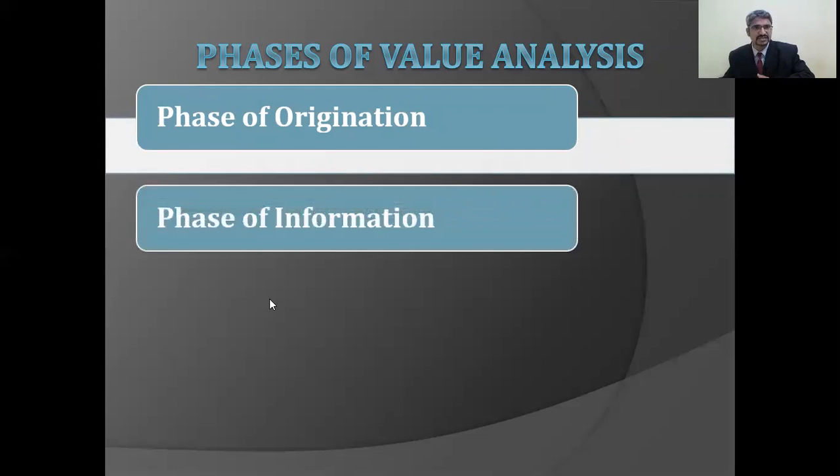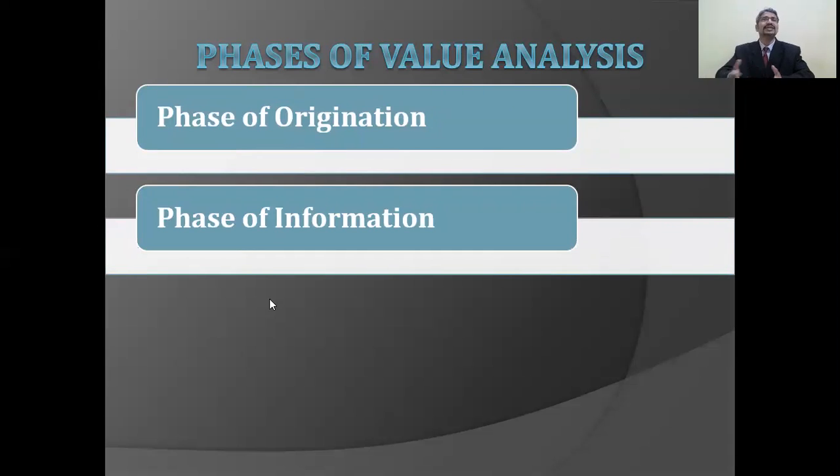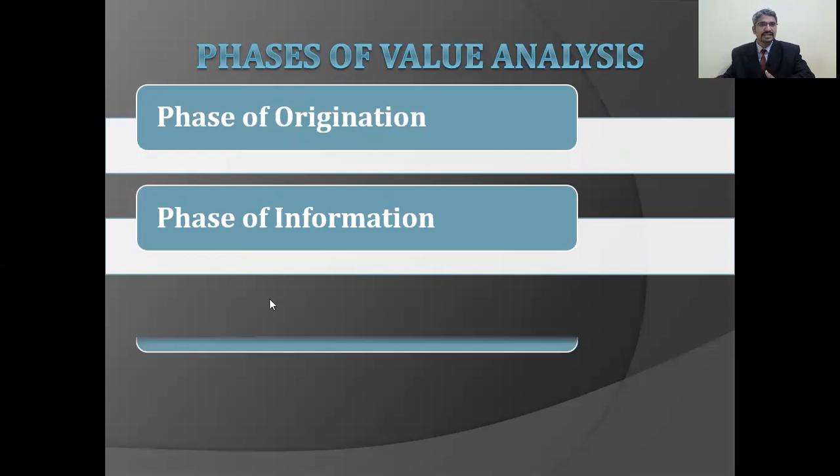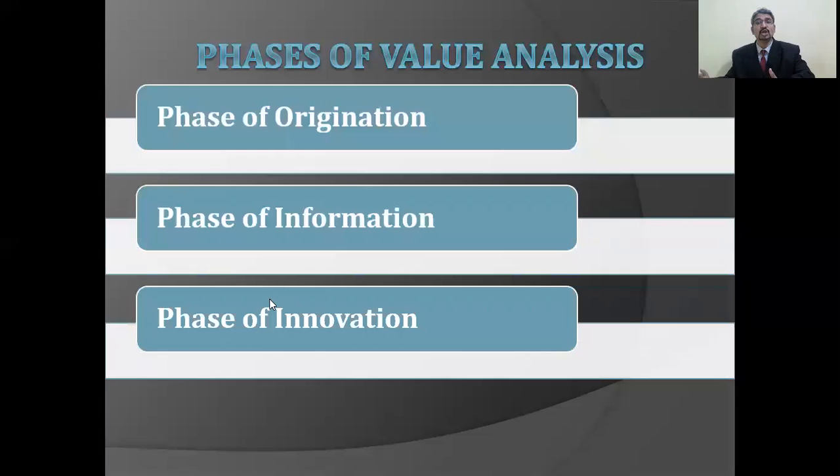Now the next phase is called the phase of information. After familiarizing, a functional analysis is performed to determine the product's and the components' function and application. Each function's cost and components are determined for each function. A value index is calculated based on the cost-benefit ratio. The functions are sorted in decreasing order of value in the list. The next phase of analysis is the phase of innovation.